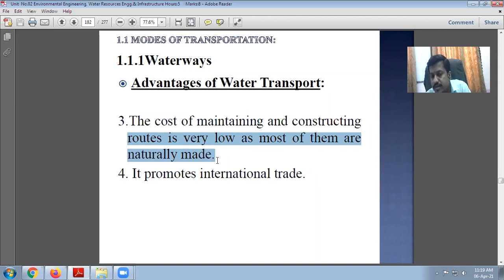So the cost of constructing and maintaining the routes is very low, as most of them are naturally made. It promotes international trade. That is why today also, if you are considering the business trading which is going to happen between different countries, most of it is done by the waterways only.